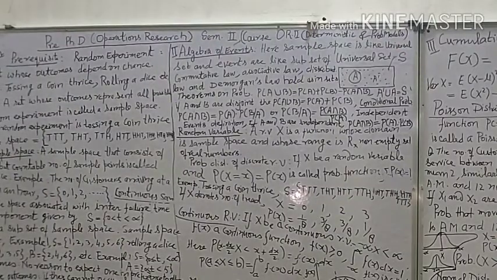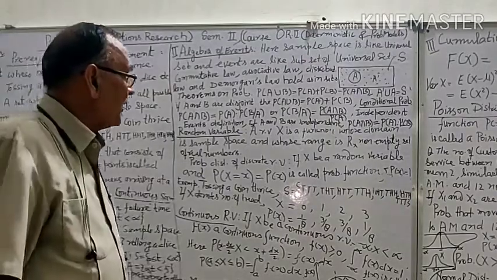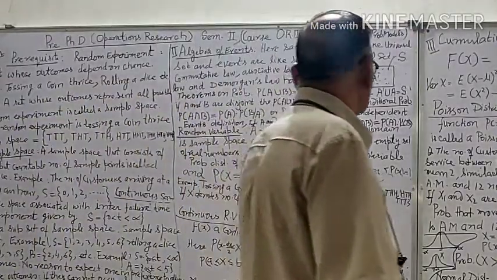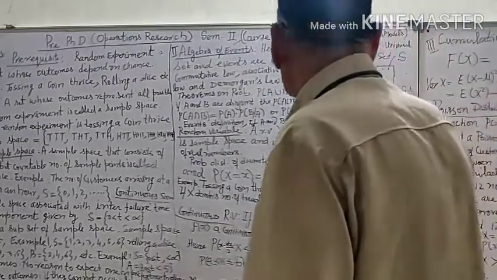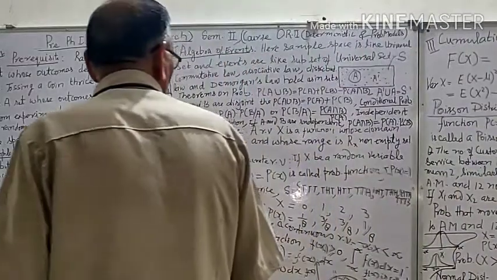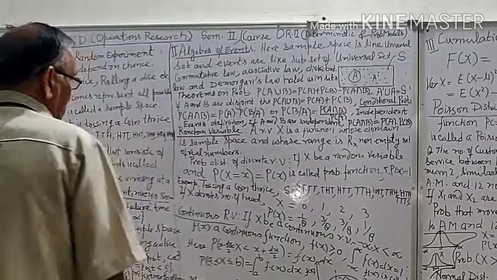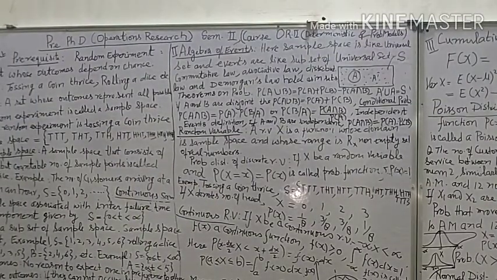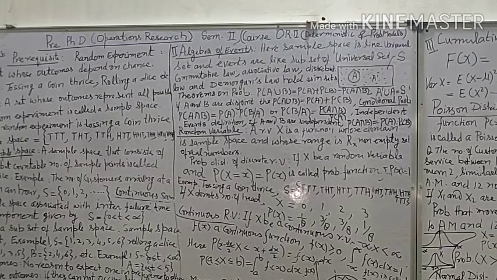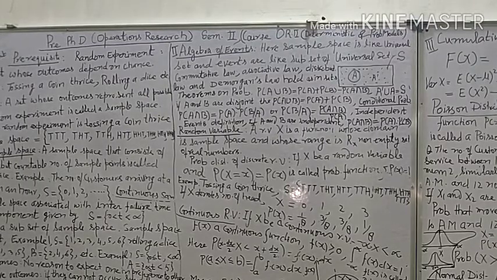Now we have random variable. A random variable X is a function whose domain is a sample space and whose range is Rx, a non-empty set of real numbers. Or we can define a random variable as a rule or function by which we can assign a real number to each of the sample points.